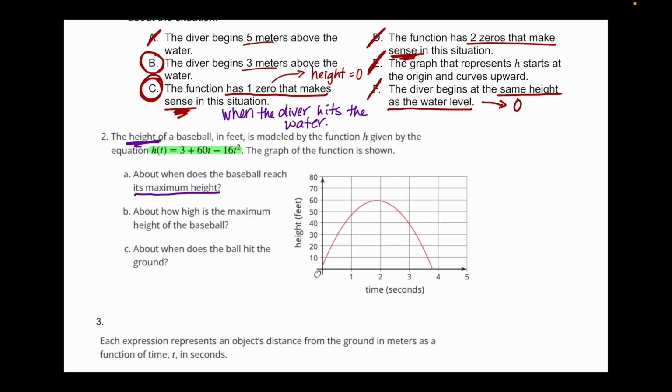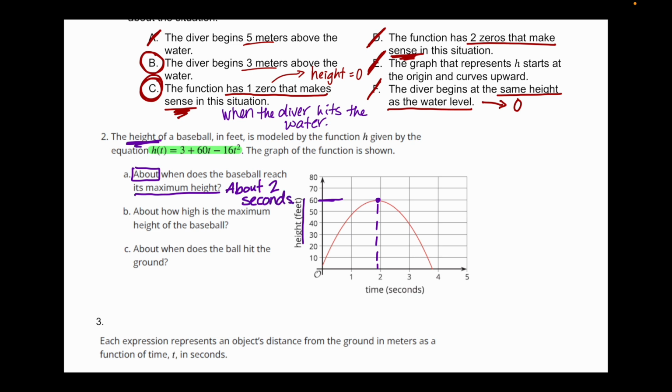So maximum height, right? Height we have along our vertical axis. And that maximum looks to me like it's around 60, because that's right about here. And that is going to be, if I look downwards, just before 2 seconds. So we can round it because it says about when, which means around when. So we can say about 2 seconds.